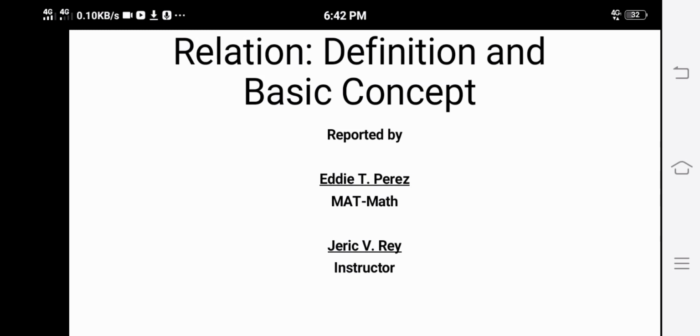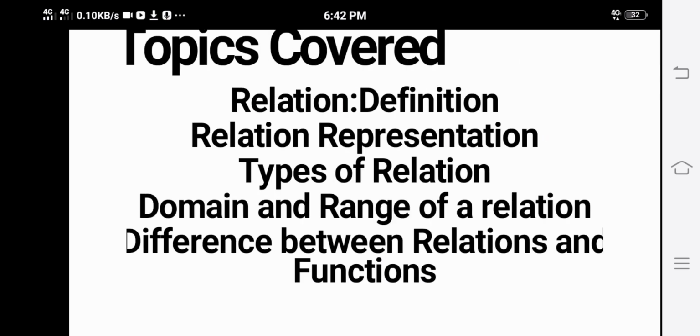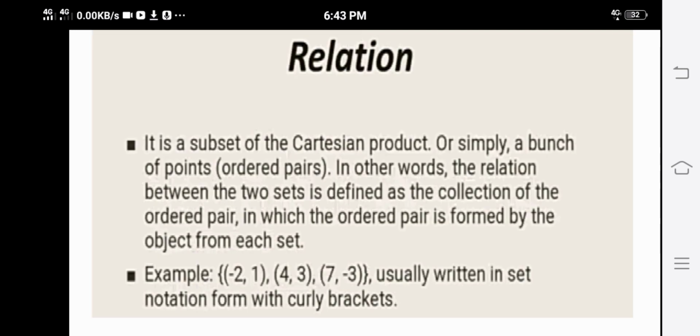I am here to report about my topic, which is relation, and I am focusing my discussion on the definition and basic concept only. The topics covered in this presentation are the following: the definition of relation, representation of relation, types of relation, domain and range of a relation, and the difference between relations and functions.